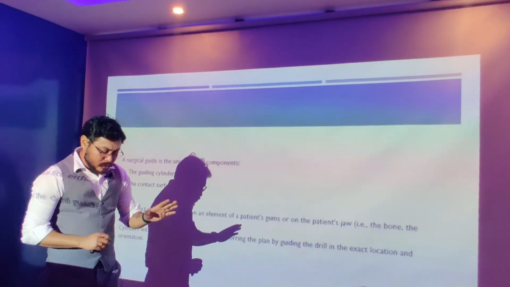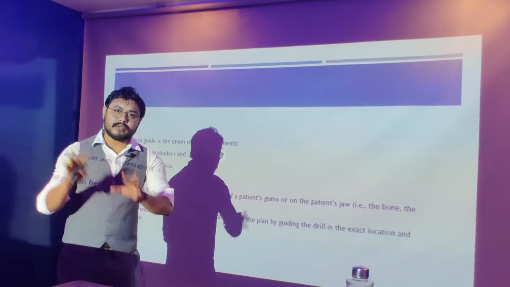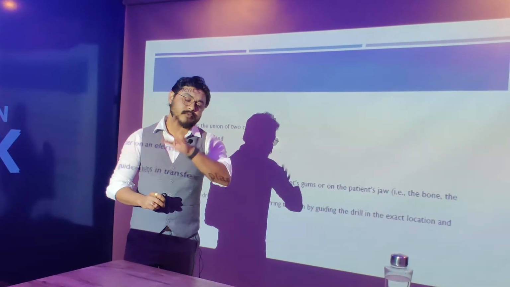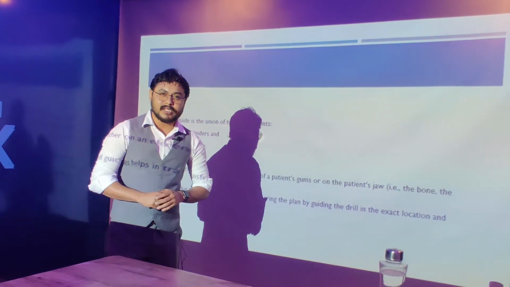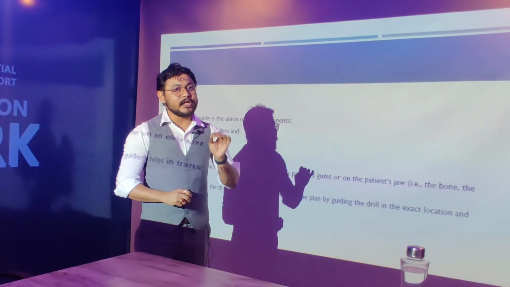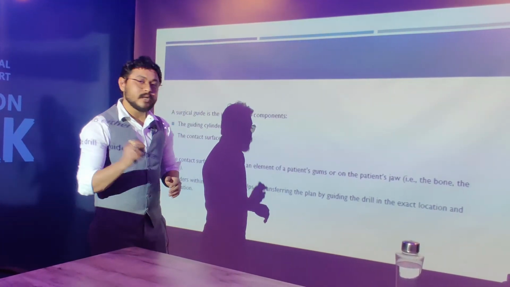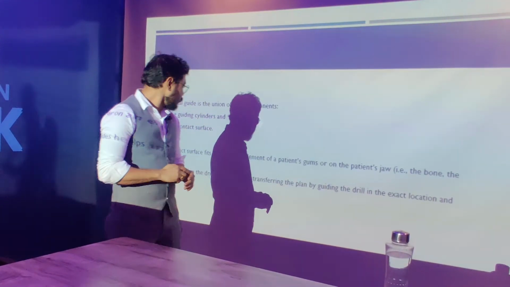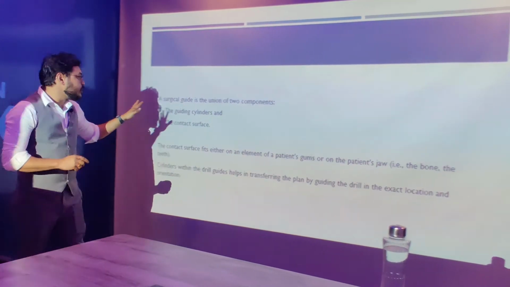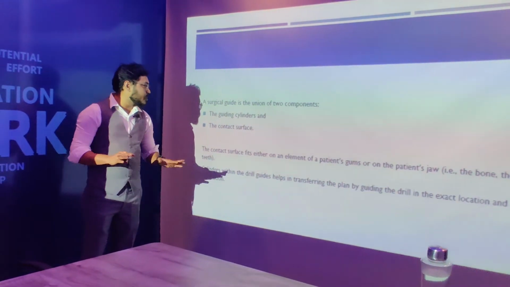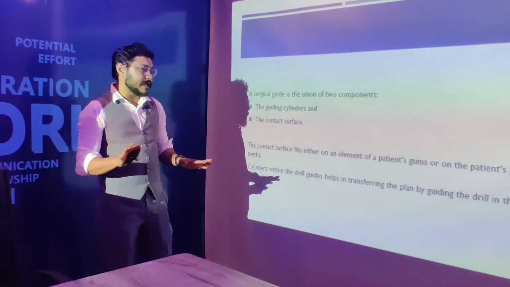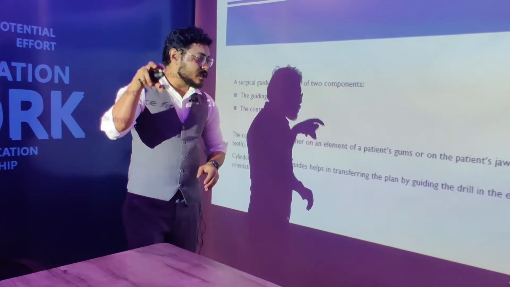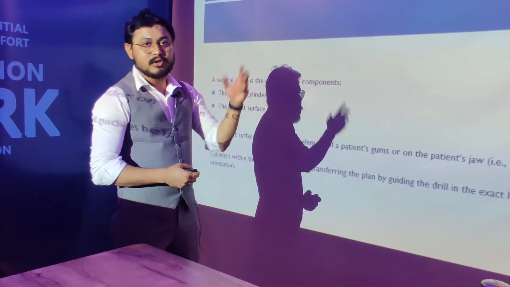Once you have all the scans, guided surgery software, and 3D printers, an additional requirement after printing is metal components. They are called metal sleeves, to guide your drill properly, so that your drill will not damage the contact surface of the surgical guide, right? So a surgical guide is the union of two components: one is the guide cylinder and the other is the contact surface. The contact surface fits either on an element of a patient's gum, patient bone, or soft tissue.